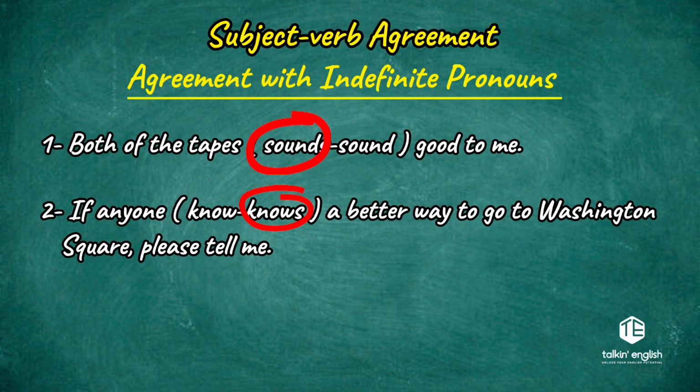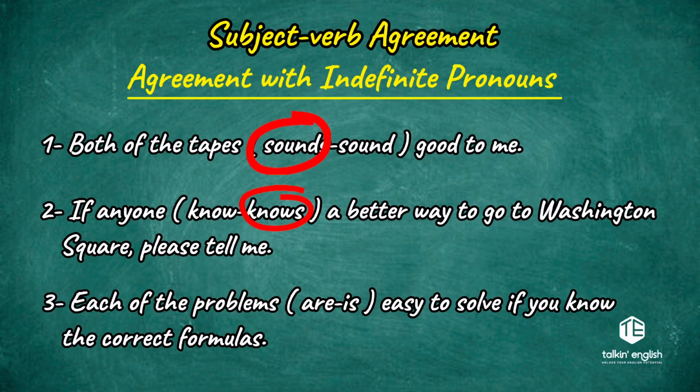Now question number 3. Each of the problems are or is easy to solve if you know the correct formulas. What is the subject in this sentence? It is the word each. It's not the word problems. The word problems is an object of a preposition. This means I cannot choose it.